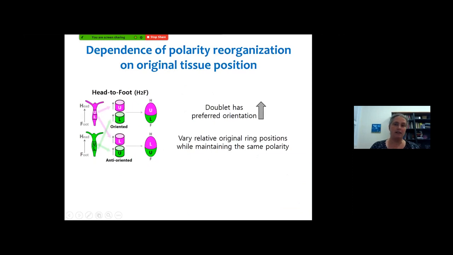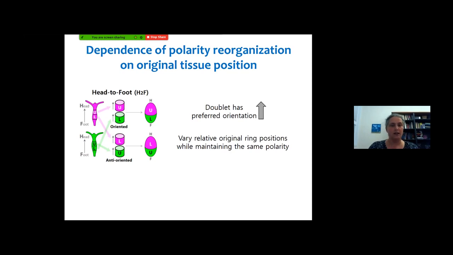We can look at the dependence of polarity reorganization also on where the ring comes from in the tissue. To do that, we use the head-to-foot configuration. In this configuration, we take the two rings and fuse them together while maintaining their orientation. But now we vary the original position of the ring.